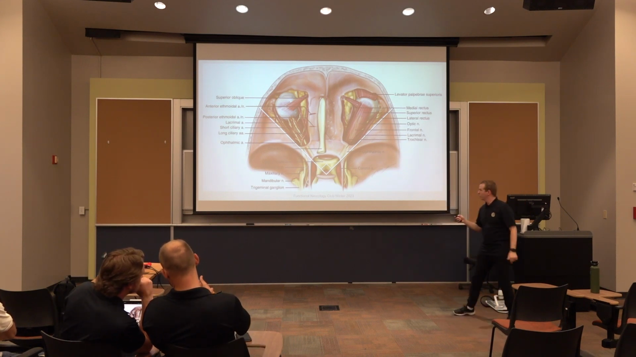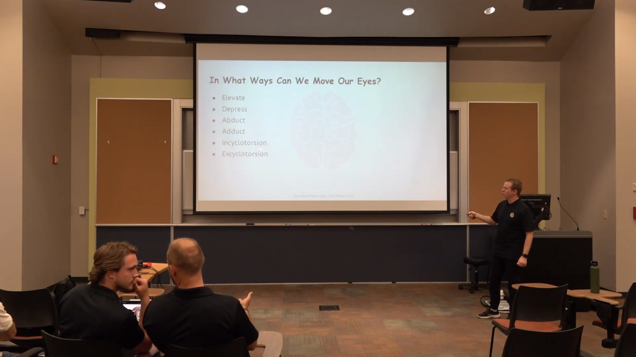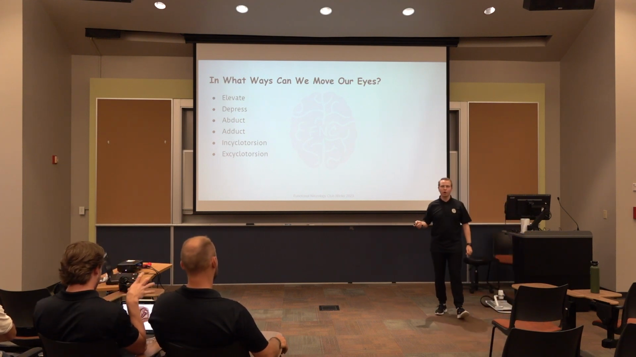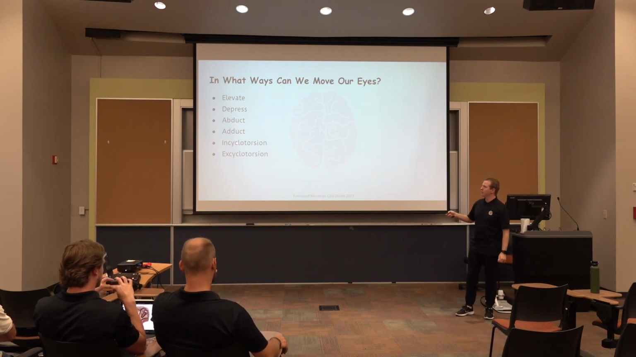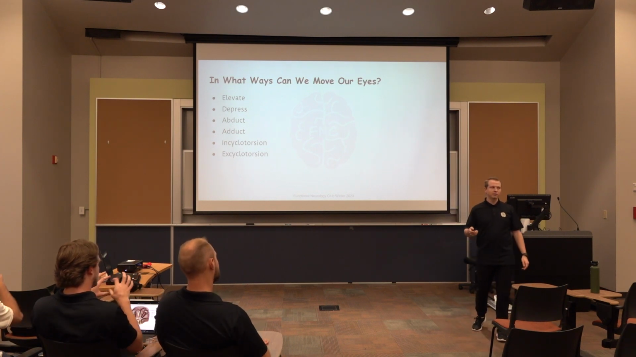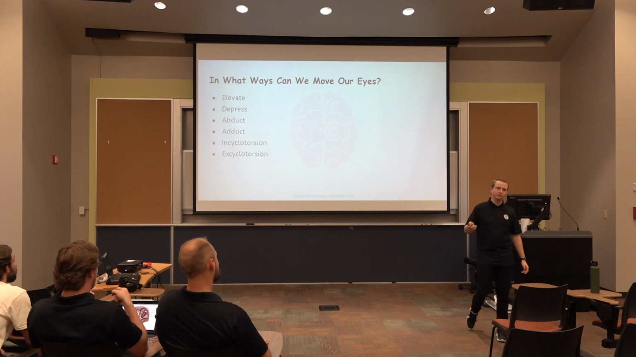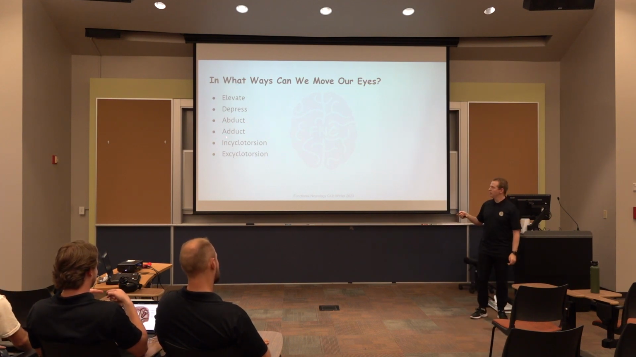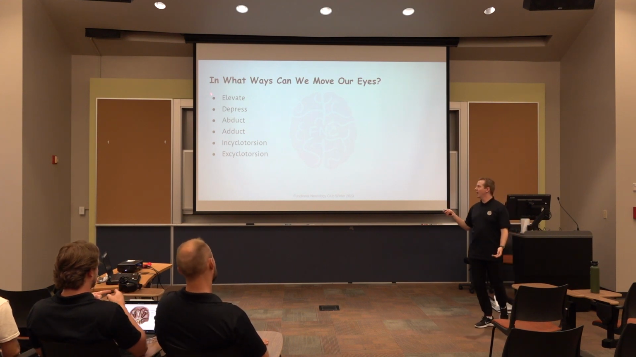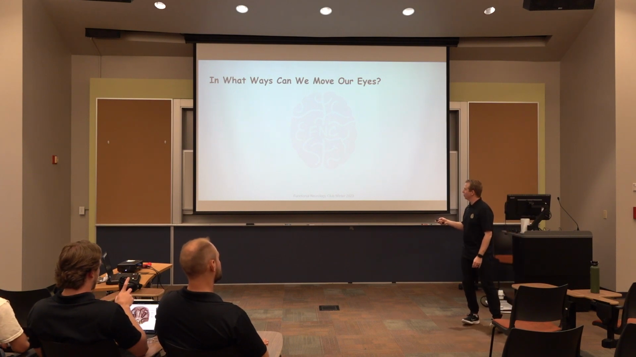No, fantastic. All right, so in cyclotorsion, what muscle is going to incyclotort? The superior oblique. What muscle is going to excyclotort? Killer. All right. What about adduction? What muscle is going to adduct the eye? Medial rectus. Abduction? Right. And then elevation and depression is pretty easy, superior. Pretty straightforward.